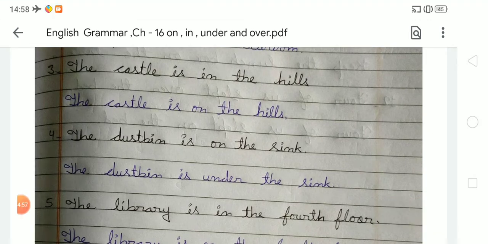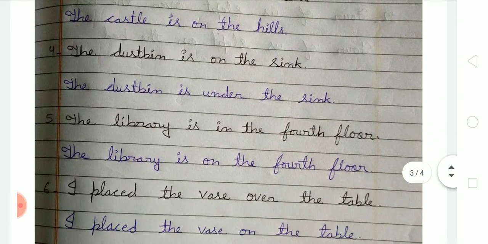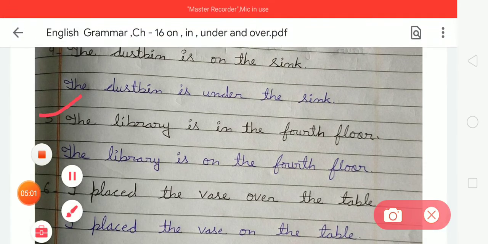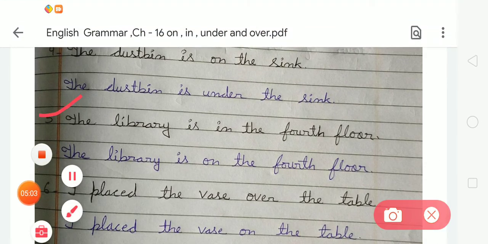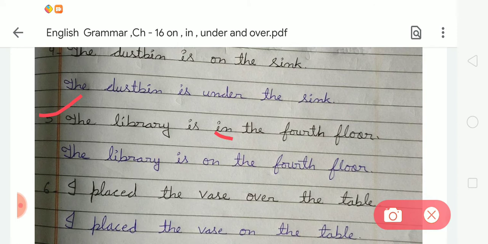Now come to the next, number 5. In number 5, the sentence is, the library is in the 4th floor. So student, here the given word in is incorrect. We have to use on. Okay. So we have to write, the library is on the 4th floor. Okay. The library is on the 4th floor.